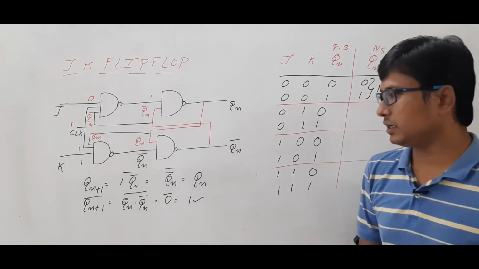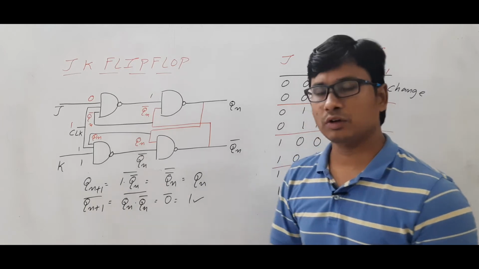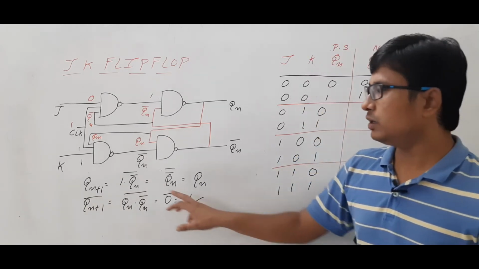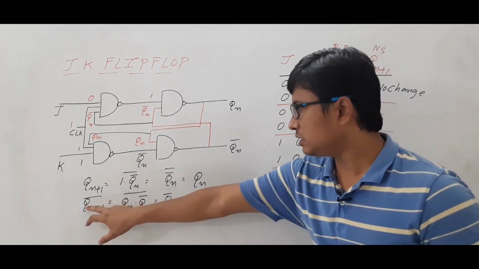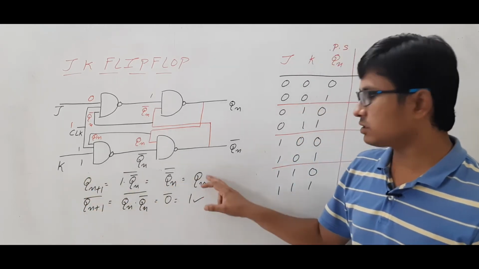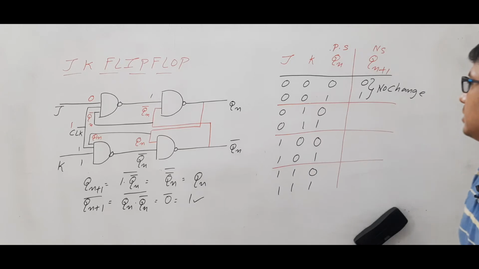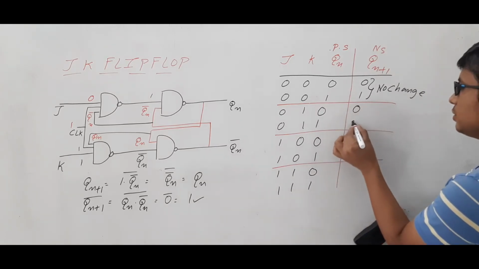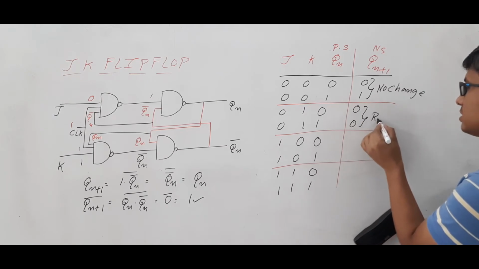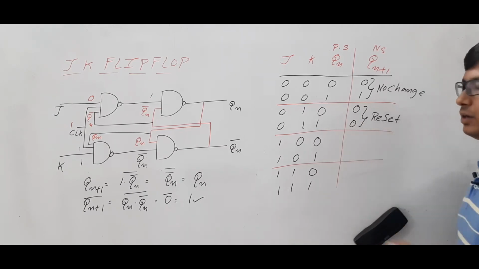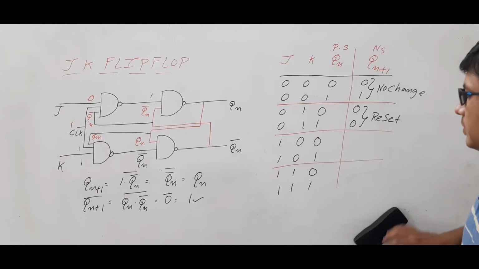Now if you look at it, Qn+1 whole complement is saying 1, and Qn+1 is saying Qn. Now what is the meaning? This one's complement, 1's complement is 0. So this will produce 0 as the output. So this one we will call a reset. Are you able to follow with me or not?